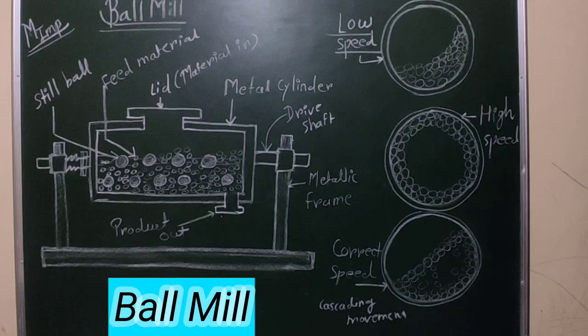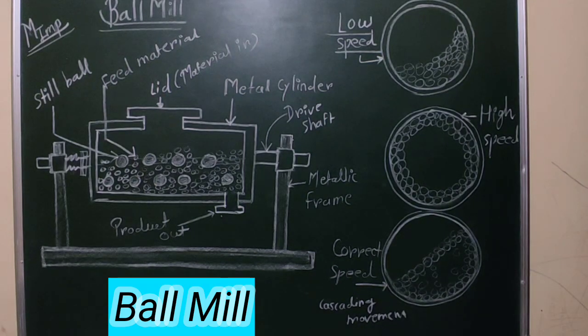We have seen the construction. Now see the working of the ball mill. The material which we have to size reduce is poured from the top. The ball mill consists of metallic or steel spheres, or balls, which are tough and heavy. When the switch is on, the motor starts and the drive shaft rotates. When the shaft rotates, the hollow cylinder also rotates. And what happens while rotating? That type of movement occurs: low speed, high speed, and cascading at the correct speed, which we call cascading movement.